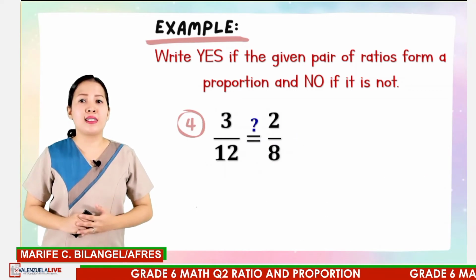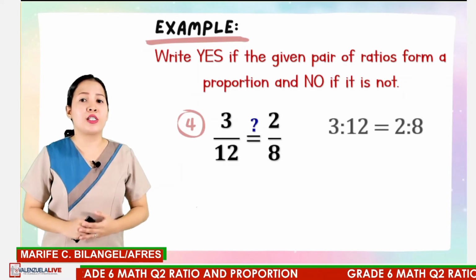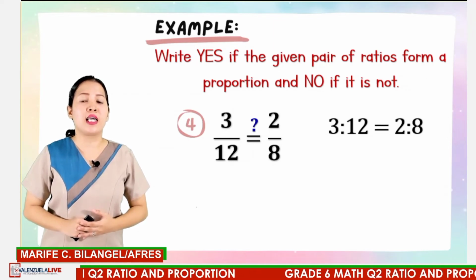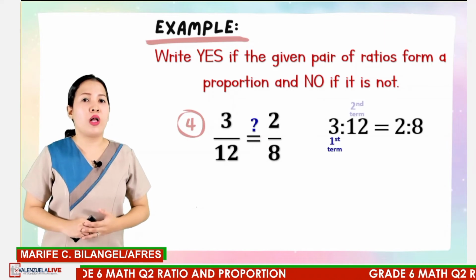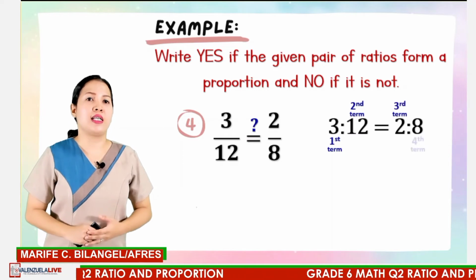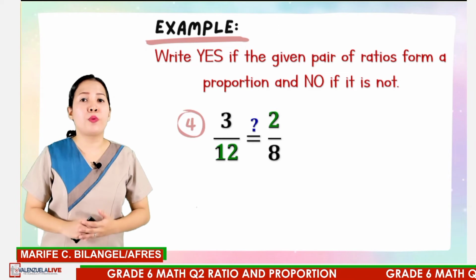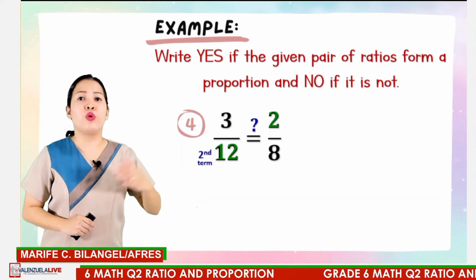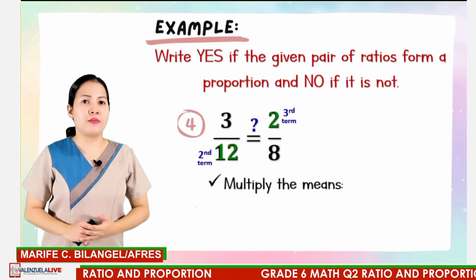And for our last example, it is also written in fraction form. Let us determine the means and extremes of these fractions by writing it in column form, wherein 3 is our first term, 12 is our second term, 2 is our third term, and 8 is our fourth term. Our means here are composed of 12 and 2, wherein 12 is the second term and 2 is the third term. Let us now multiply the means.